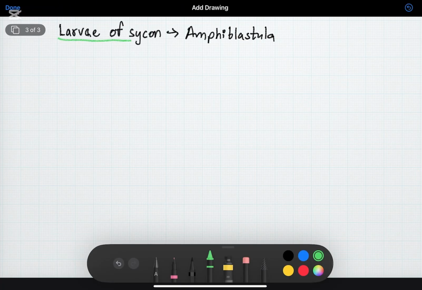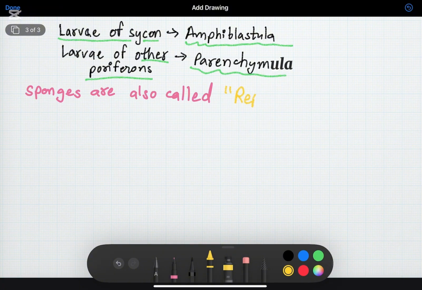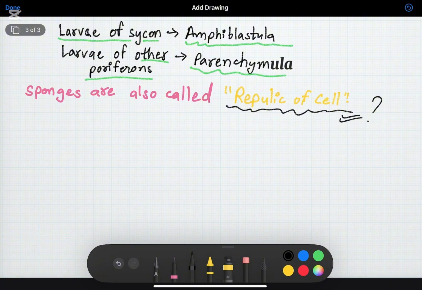Now a very important question that sometimes comes in the examination is, what are the larvae of examples of Porifera called? For example, we'll take Sycon. The larva of Sycon is called amphiblastula. There is a main point that sponges are also called a Republic of cells. Now, why are they called a Republic of cells? A question rises over here. So you have to find it out and mention it in the comments.